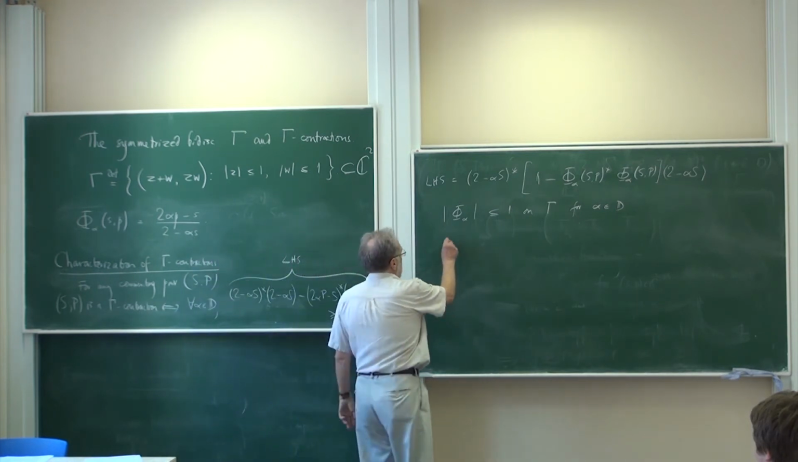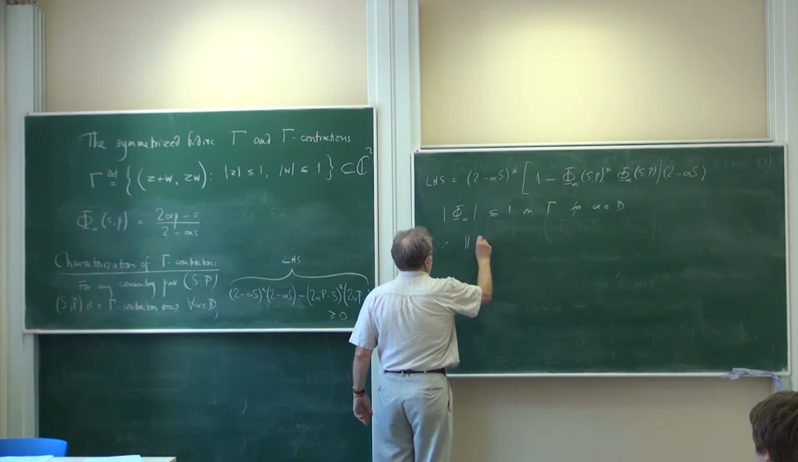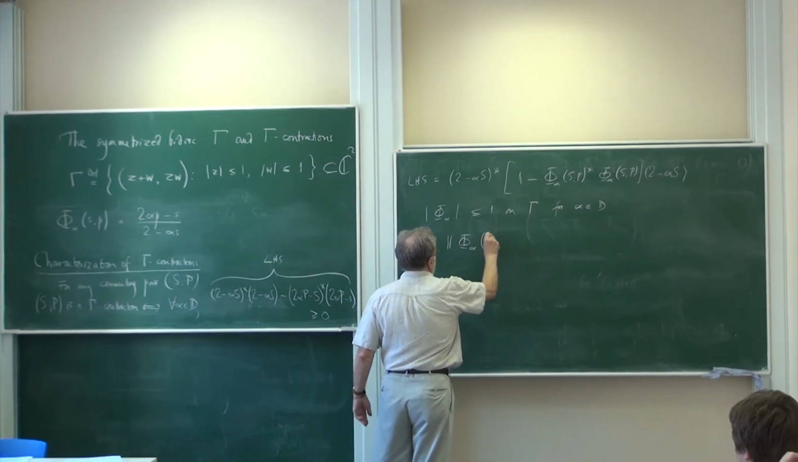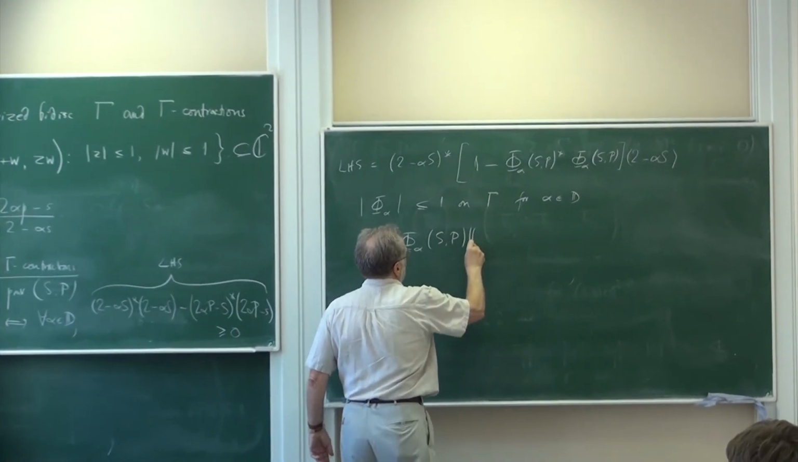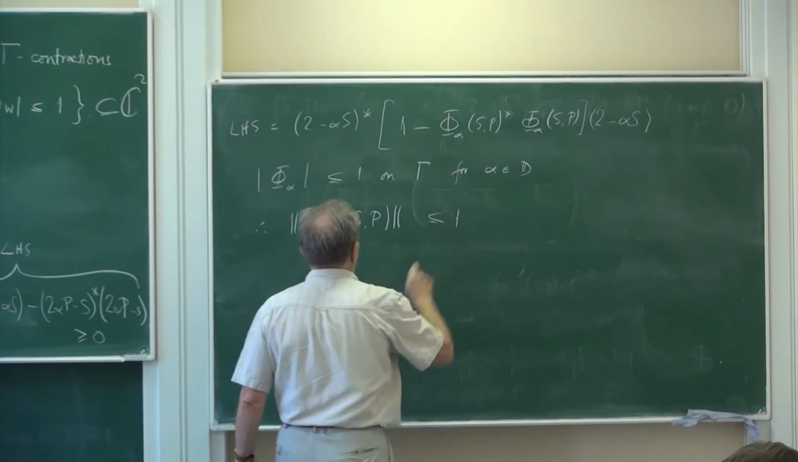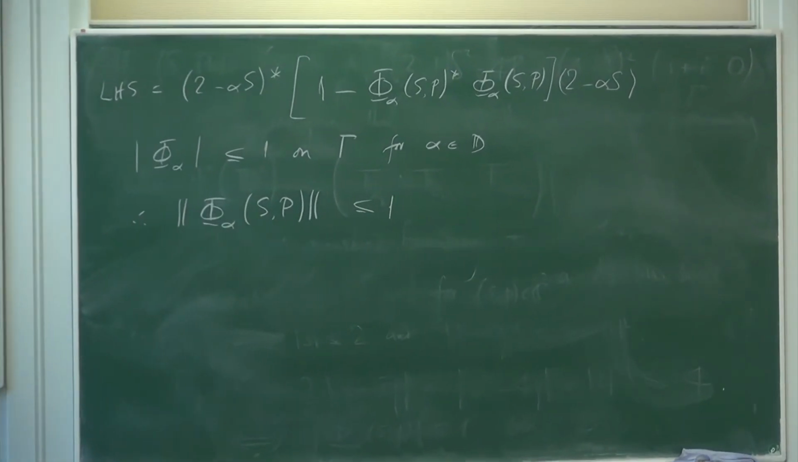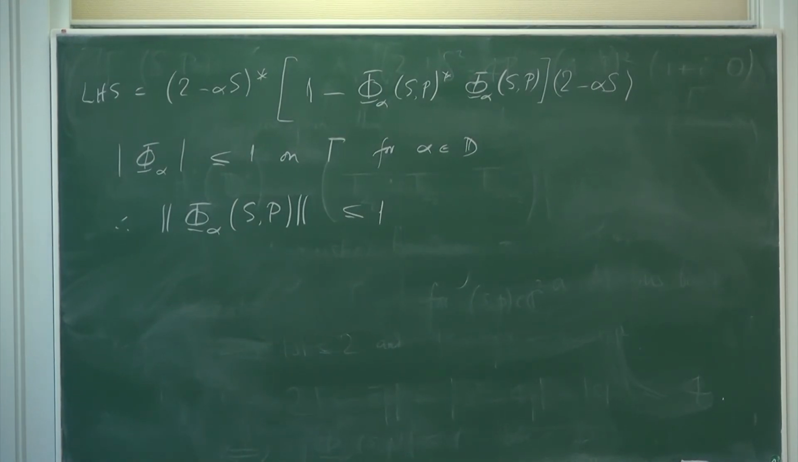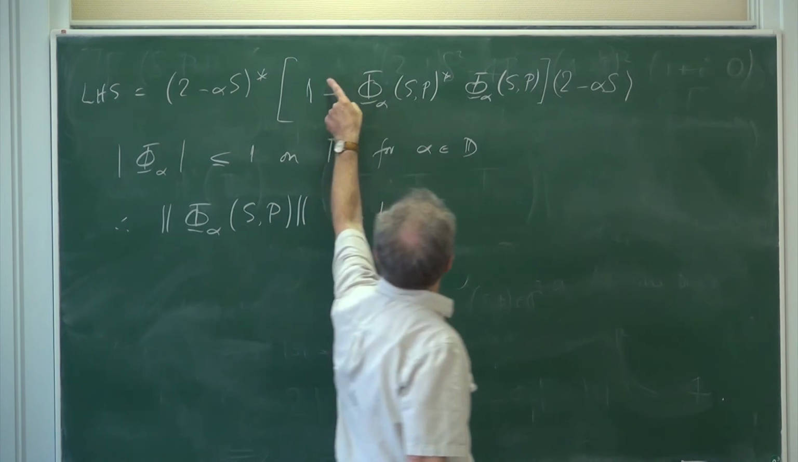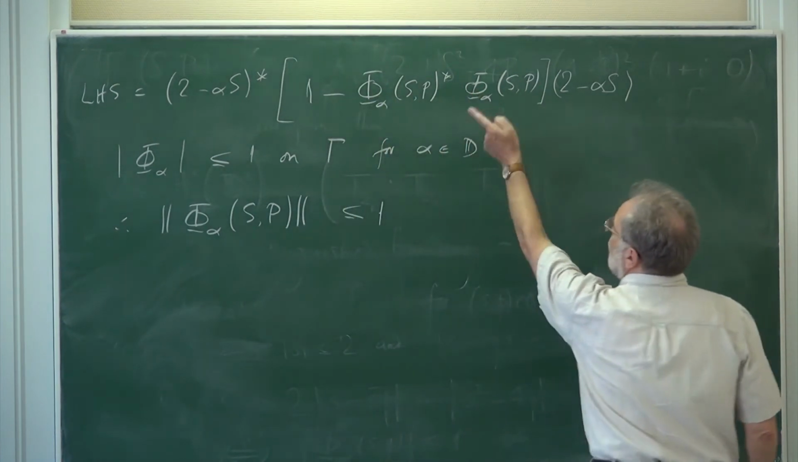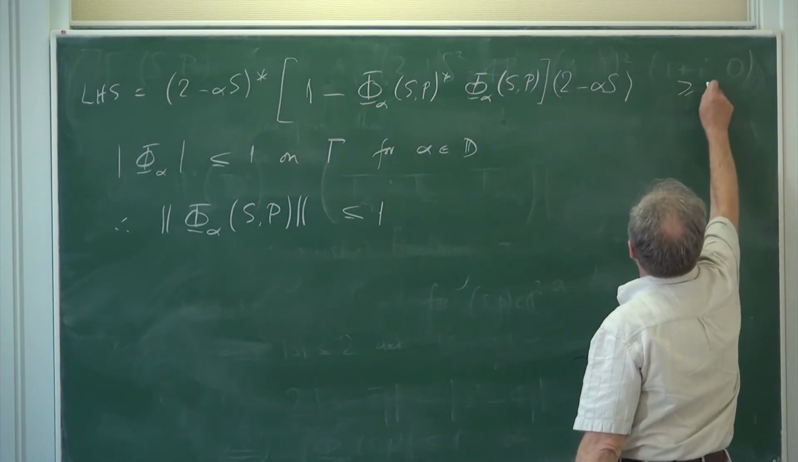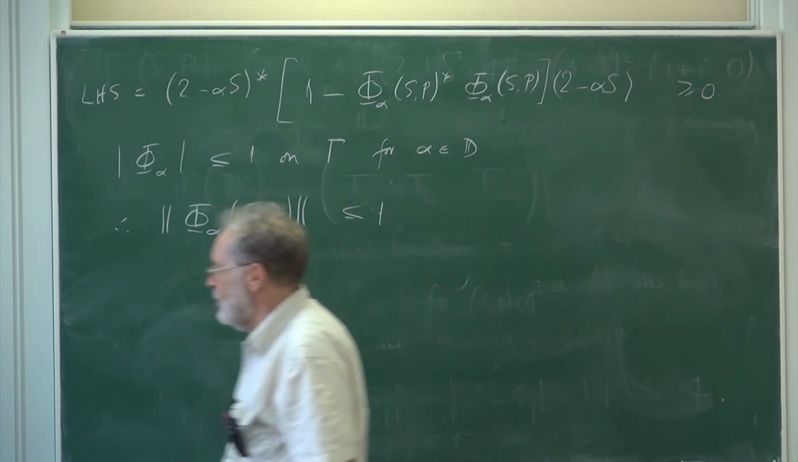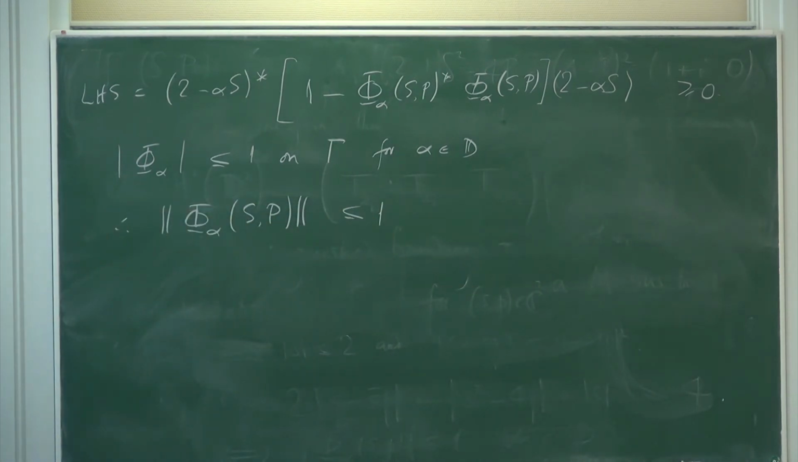And so you conclude that phi sub alpha of S comma P is less than or equal to 1, because S comma P is a gamma contraction. And so all this thing up here is positive, and so this is positive. So that proves the simpler implication, that proves necessity.